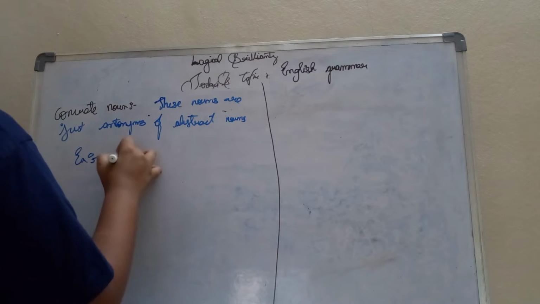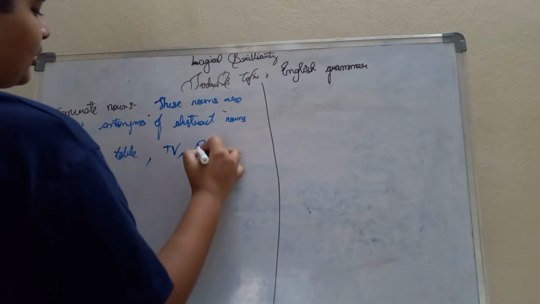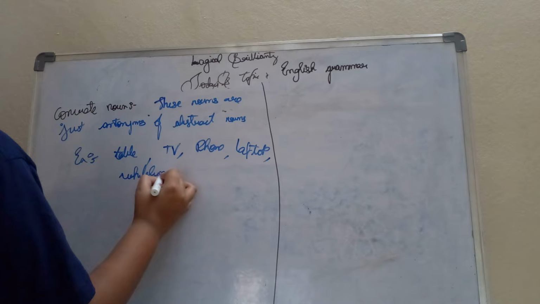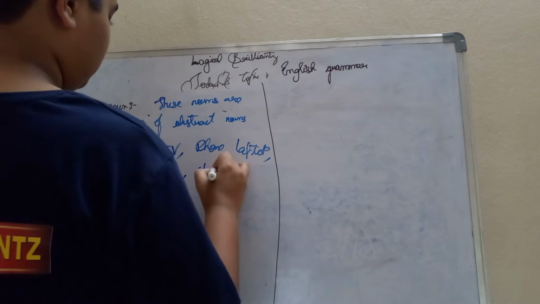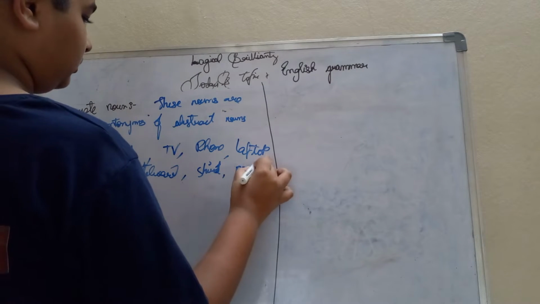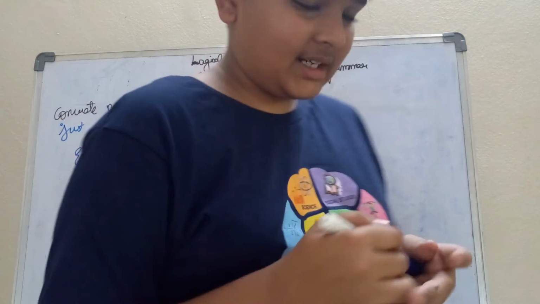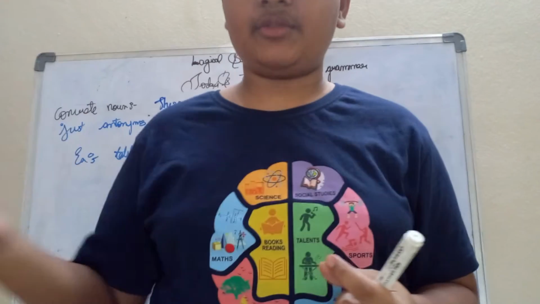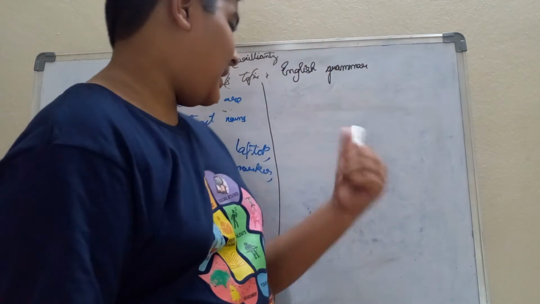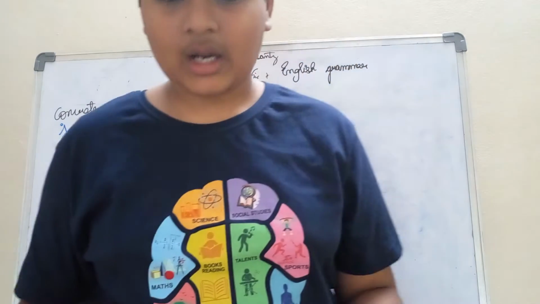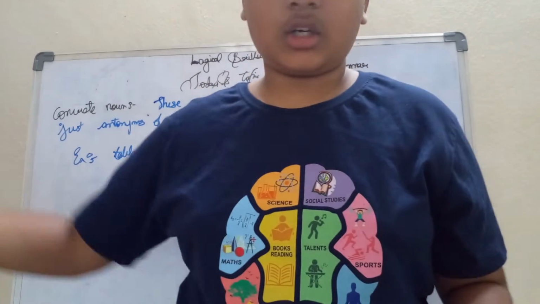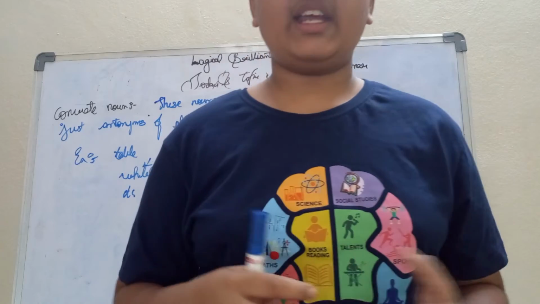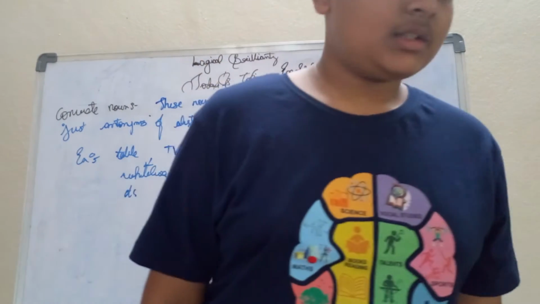For example, table, TV, phone, I'm recording the video with a phone, laptop, even this whiteboard, even my shirt, even my marker, what I'm writing with. So concrete nouns are those nouns which can be seen. You can name many objects which can be seen: a tree, sofa, TV, laptop, chair, shirt, marker, phone, stand, whiteboard, ink, pants, door, wall. There are infinite things which can be seen with our eyes.